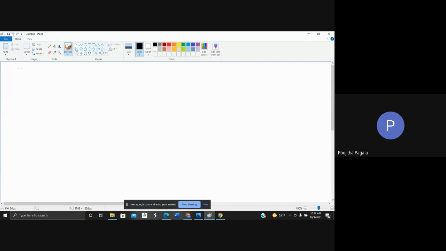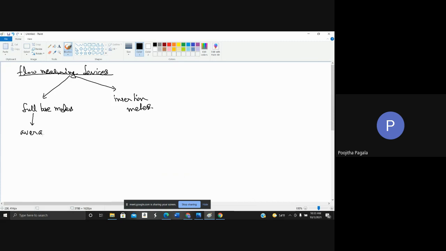సో ఫస్ట్ ఈ రోజు let us look at flow measuring devices. దీనిలో basically we have, broadly speaking, two kinds. There's something called full bore meters, and then we have insertion meters. So full bore meters, they are used if you want information about the average flow. They give details about the average flow.